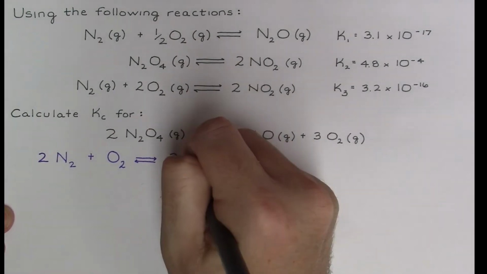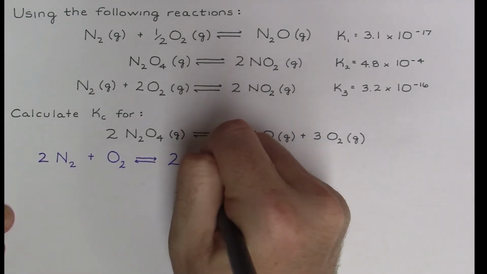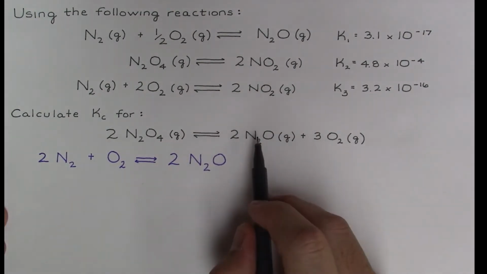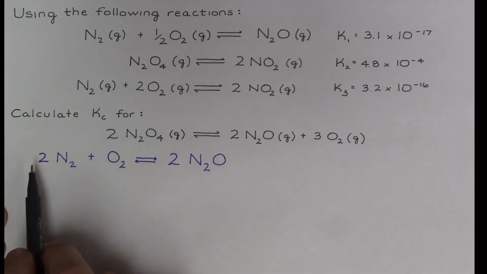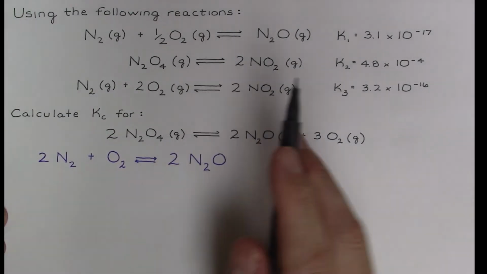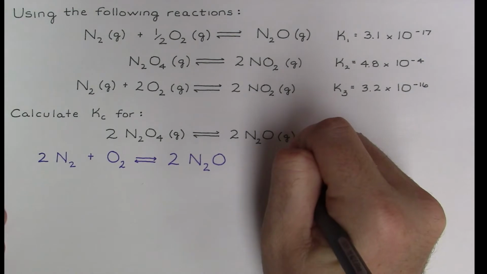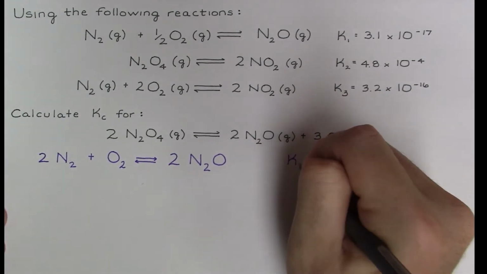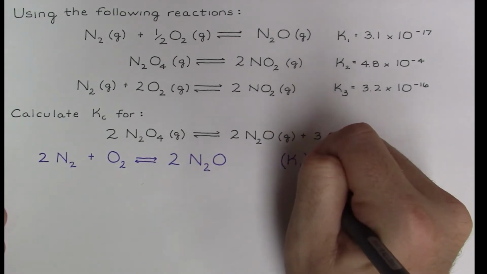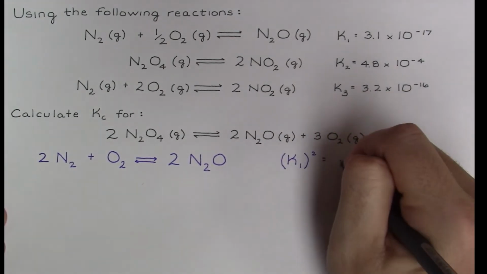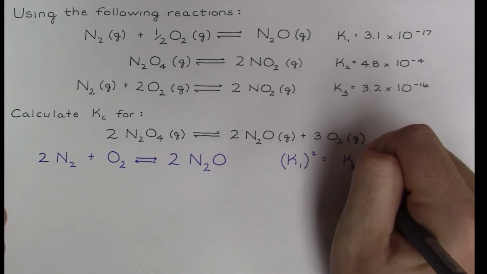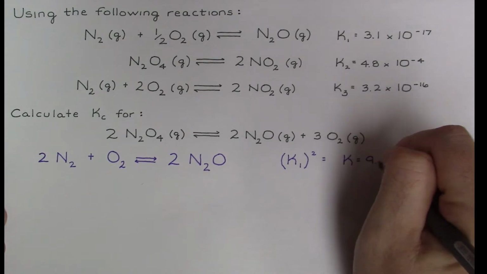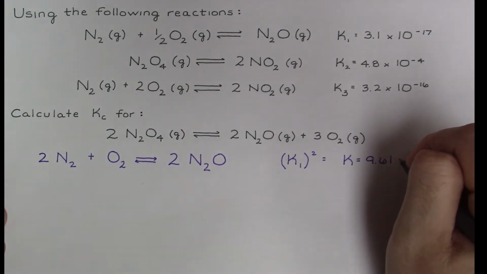But then the question becomes, what must we do to our K constant? Our K constant in this case cannot be multiplied by 2. Whatever we do to the coefficients, we must do as an exponent. So in this case, we will take our K1 value and we're going to square it. If we put this into our calculator, the K value you will get is equal to 9.61 times 10 to the minus 34th.